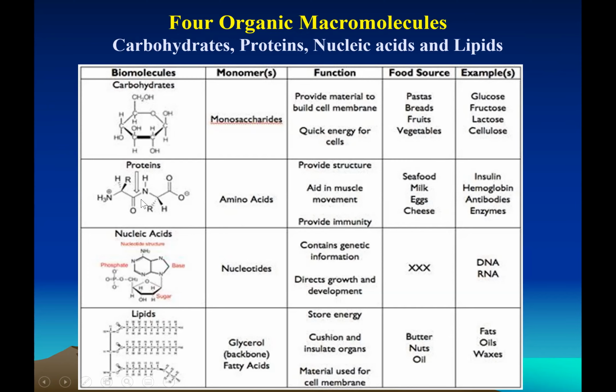Proteins, the second macromolecule, are made up of amino acids. They have a whole range of functions in our body. Milk, eggs, cheese, and meat are all very high in protein. This is vital for life. Nucleic acids are deoxyribonucleic acid and ribonucleic acid, DNA and RNA. They are the genetic material in our body, and they will direct growth and development.